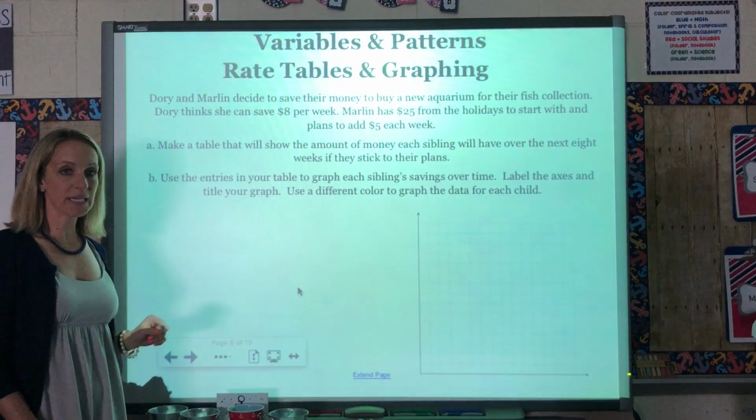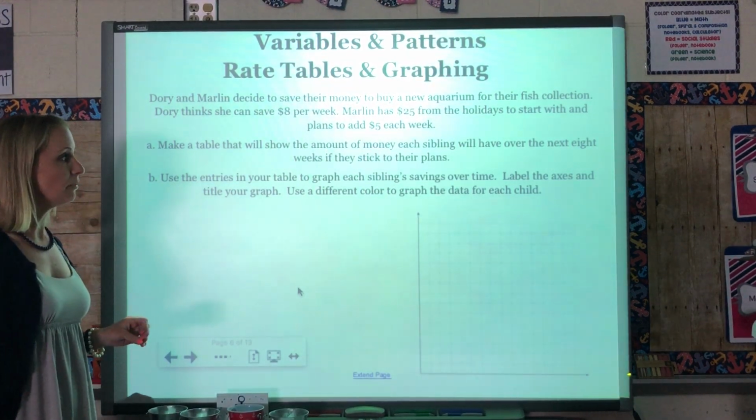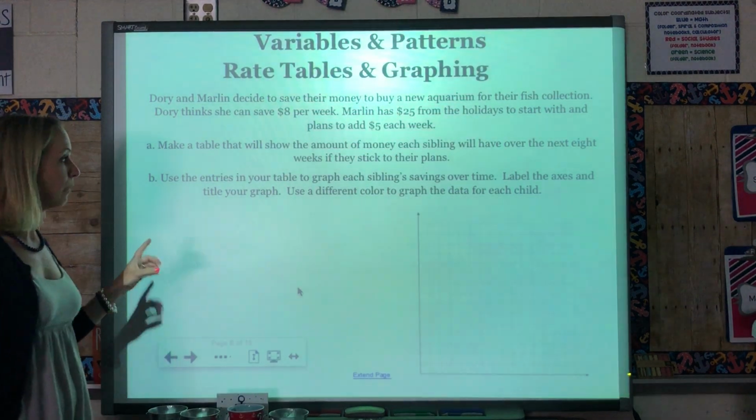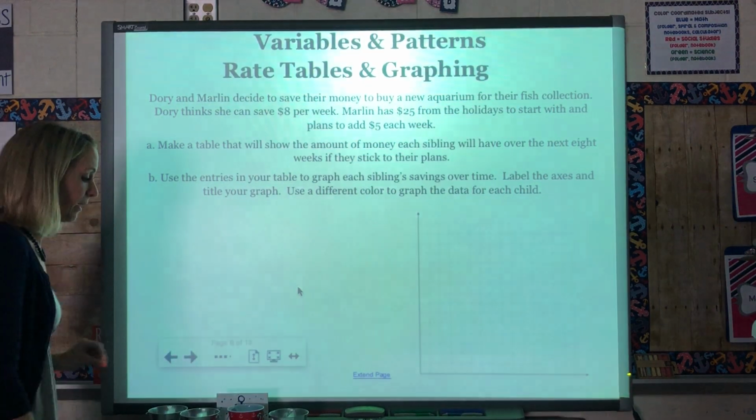First thing we have to do is make a table that will show the amount of money that each sibling will have over the next 8 weeks if they stick to their plans. And then after that, we're going to use our table to create a graph.